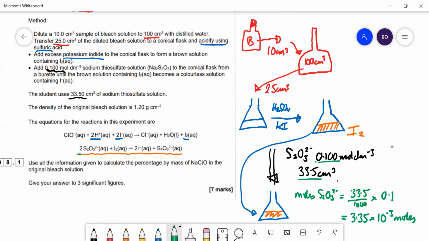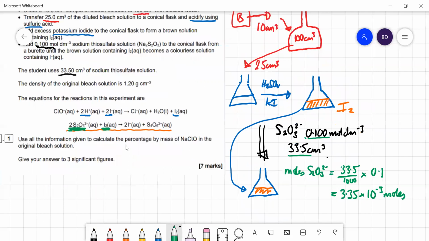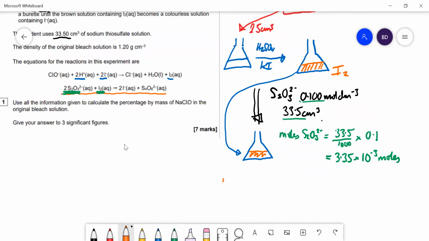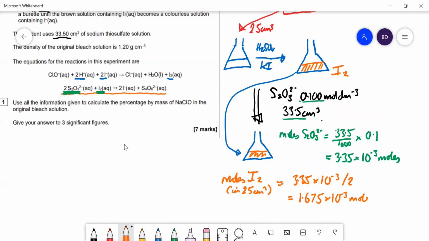Now we need to look at this equation here. 2 moles of thio react with 1 mole of iodine, so that we can work out the moles of iodine we had in this flask. So the moles of iodine, that's in 25 centimeters cubed, is equal to 3.35 times 10 to the minus 3 divided by 2, a 2 to 1 ratio. That gives us 1.675 times 10 to the minus 3 moles.